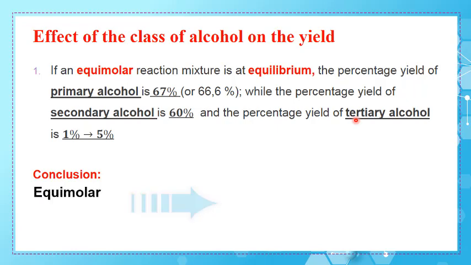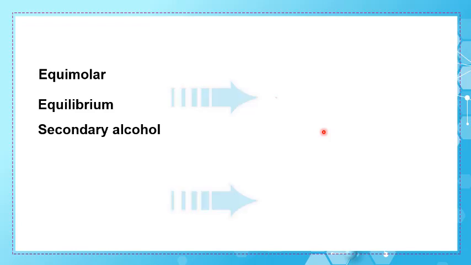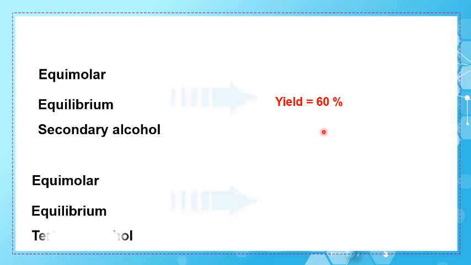So what do we have to memorize as a conclusion? If we have an equimolar mixture of alcohol and carboxylic acid, when reaching equilibrium, and if the alcohol is primary, then the yield is around 67% by heart. It is found also that if the mixture is equimolar, we are at equilibrium, and we have a secondary alcohol, then the percentage yield is 60%. Again, equimolar, equilibrium, tertiary alcohol, the yield is 1 to 5%. So the least is for tertiary alcohol.